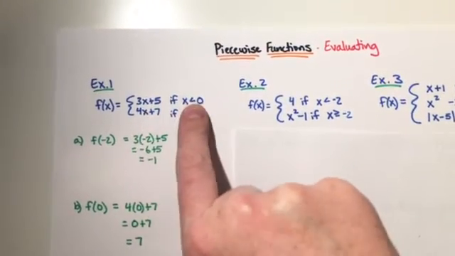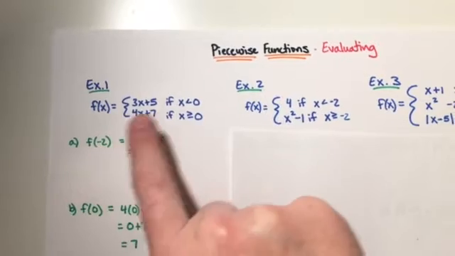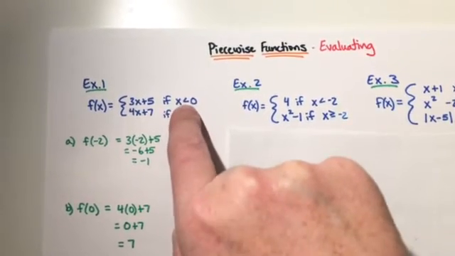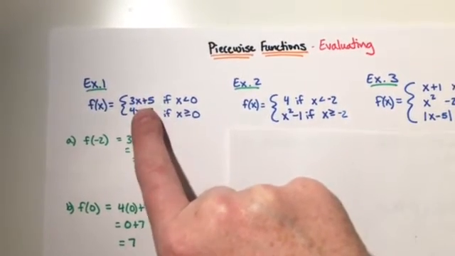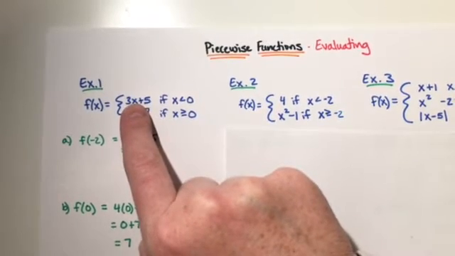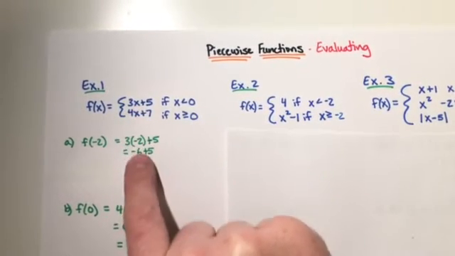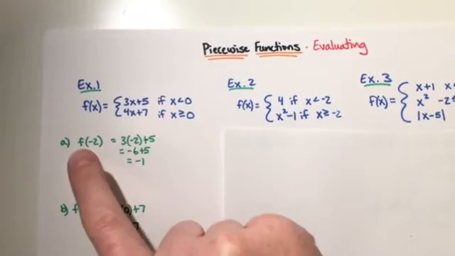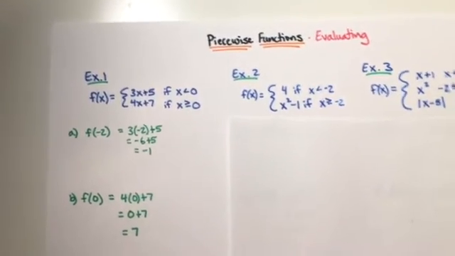So you go to your domain and see where negative 2 would fit. So it's less than 0, which means you've got to plug in negative 2 into this piece, which will be 3 times negative 2 plus 5. So you simplify and you get f of negative 2 equals negative 1.